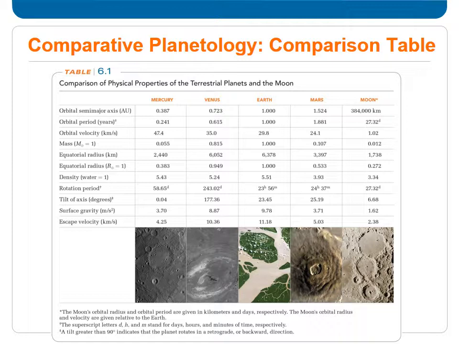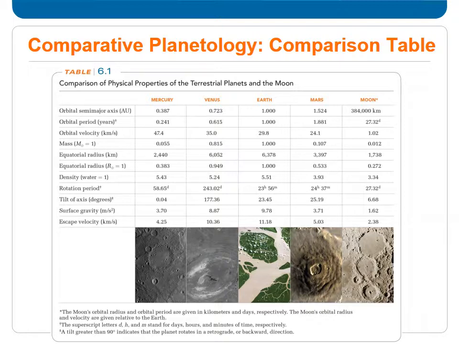The equatorial radius is given in kilometers and in terms of Earth radii. Since none of the objects are perfect spheres, we need to differentiate between the equatorial and polar radius. The Earth's equatorial radius is 6,378 kilometers, but its polar radius is 6,356 kilometers. Due to the fact that it rotates, it gets a little bit squished.